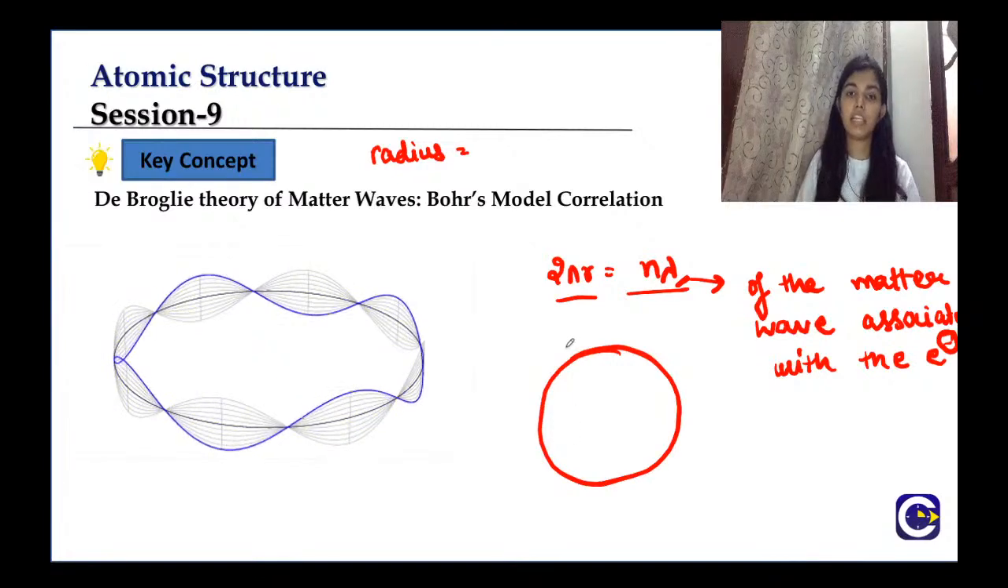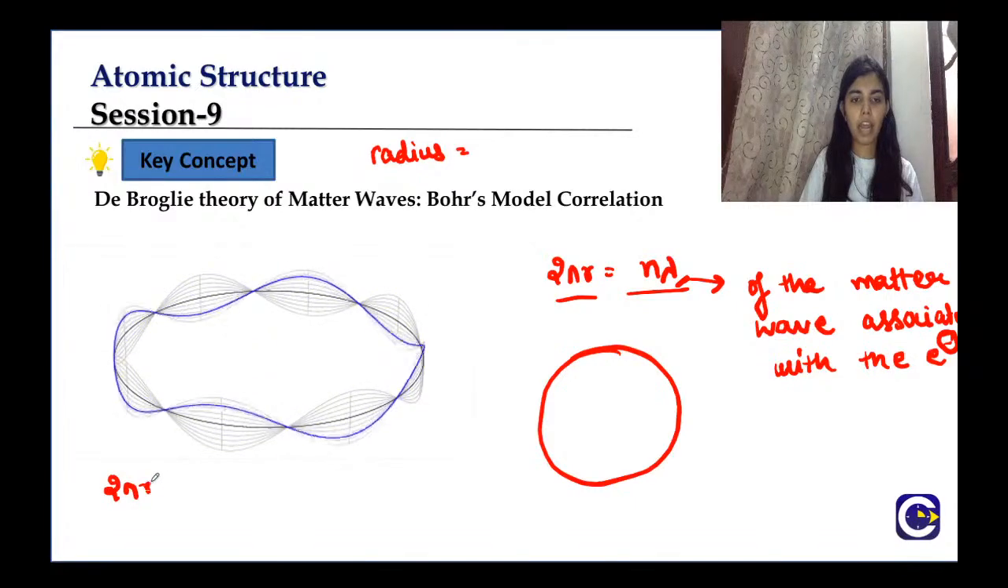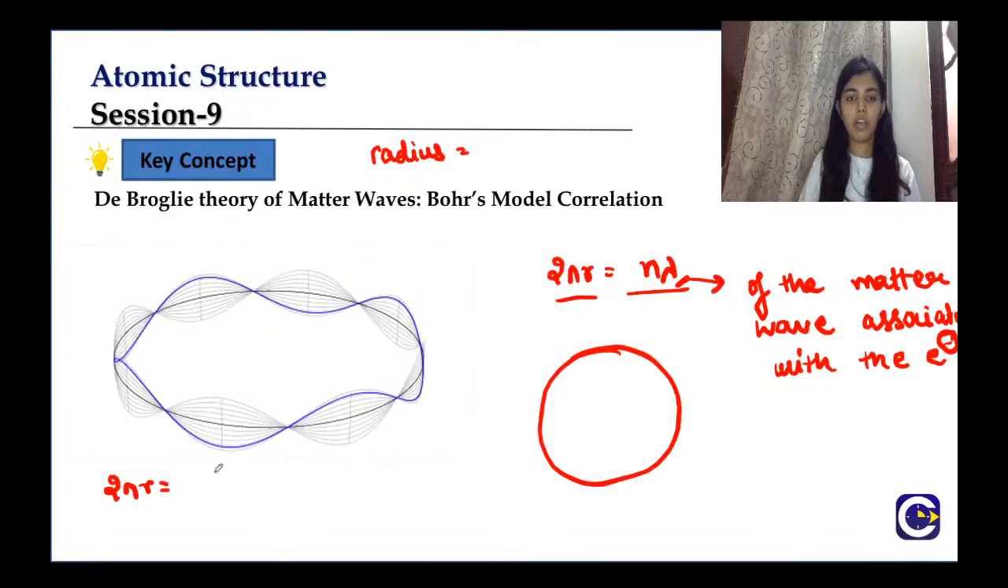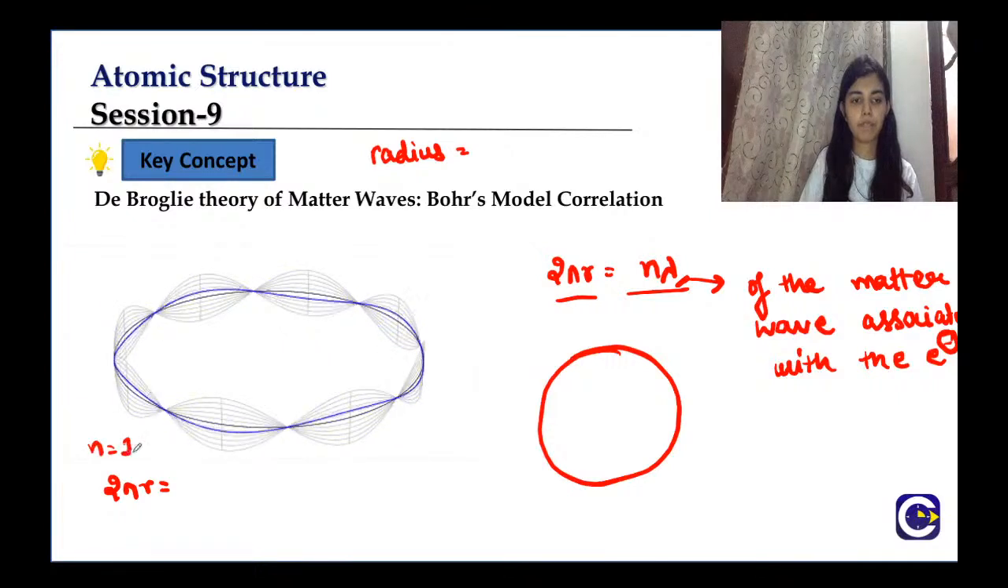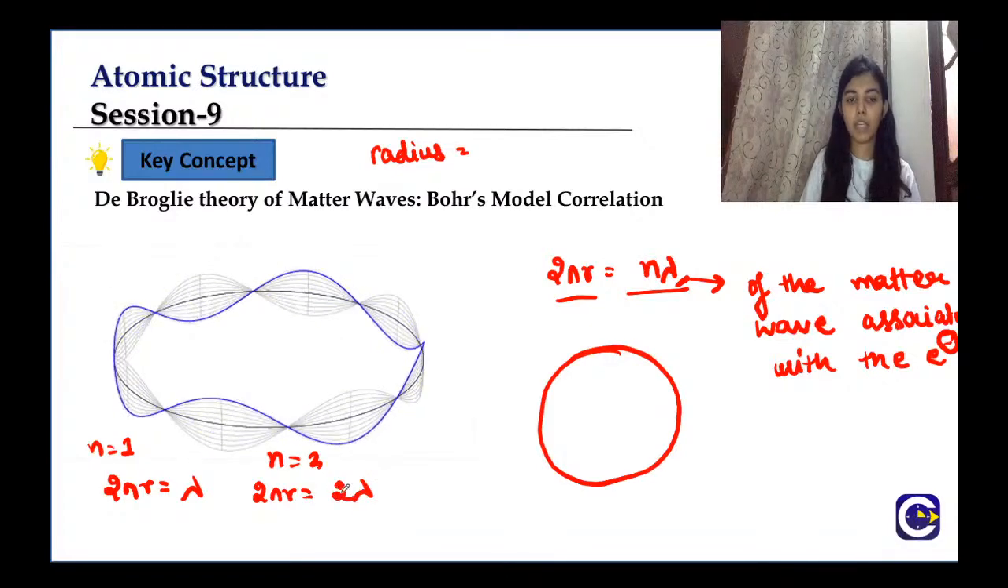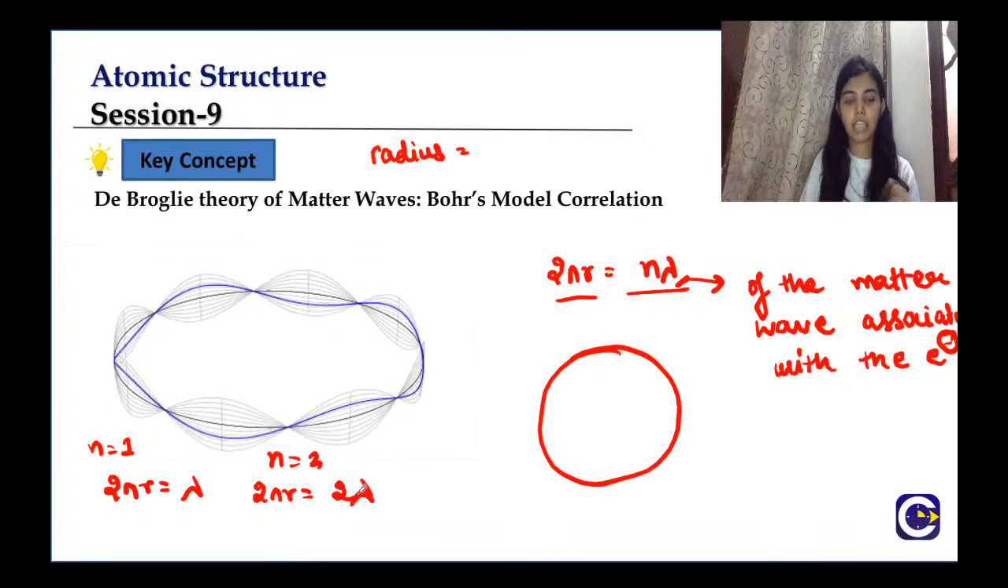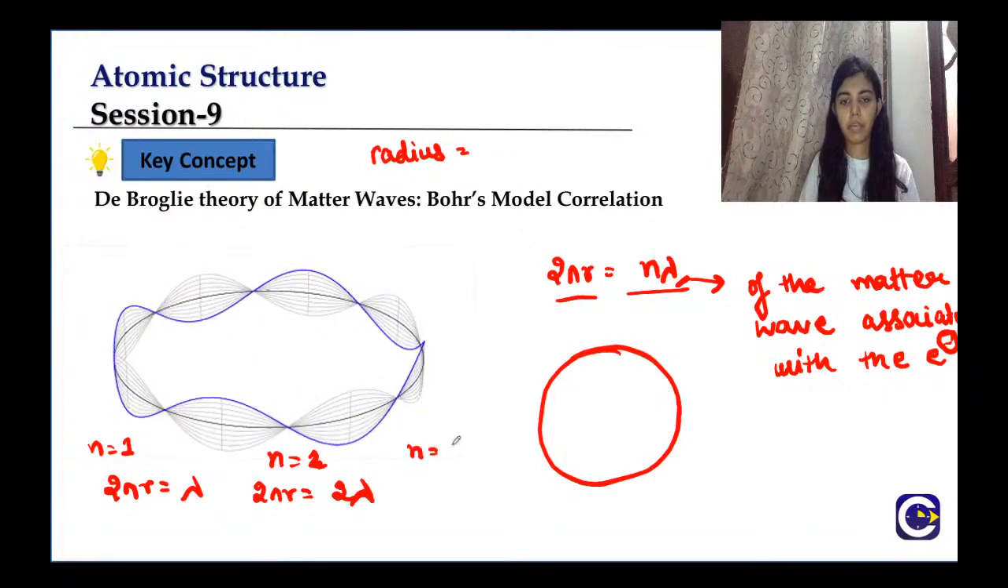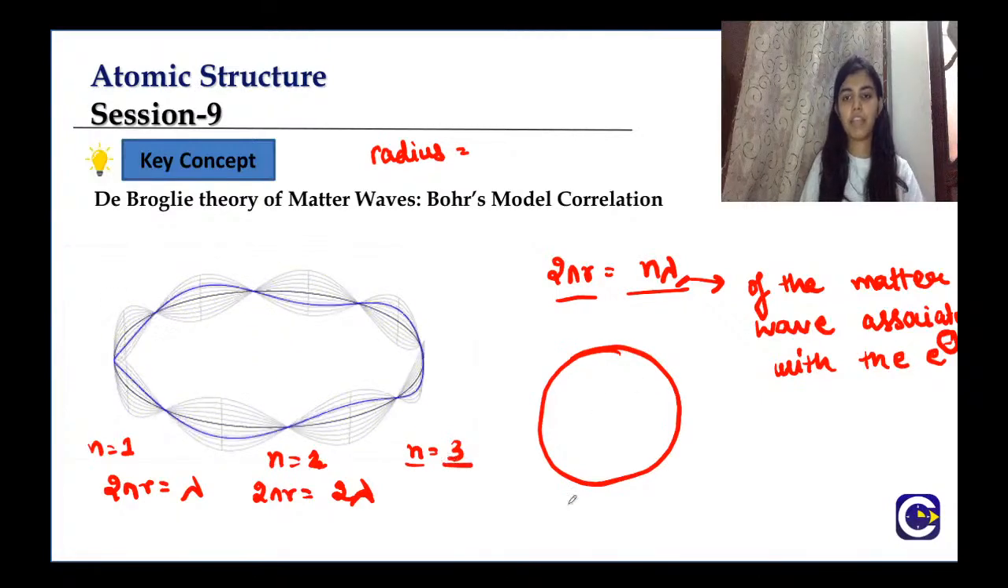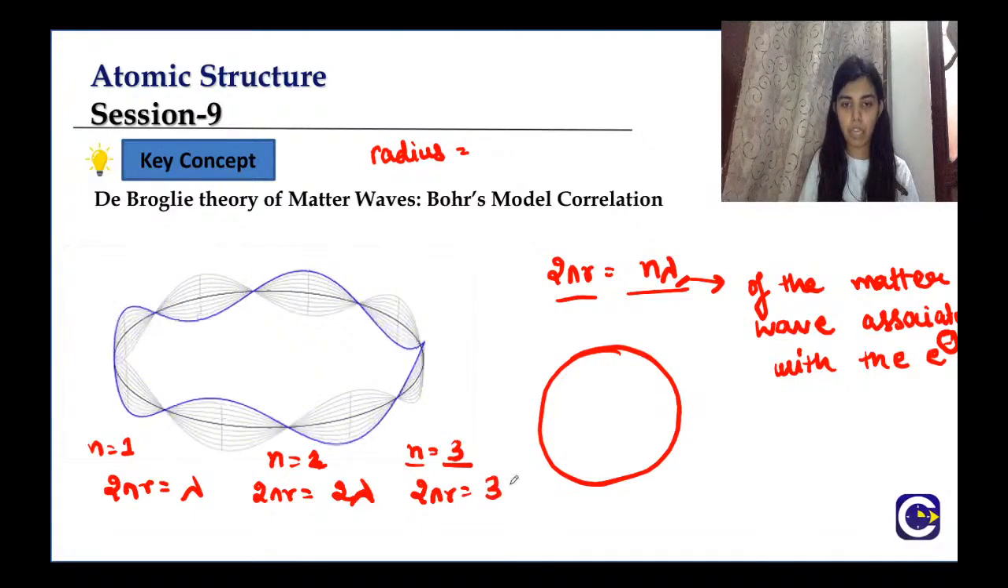Now one thing is very interesting here. For example, for orbit number 1, n equals 1, so 2 pi r equals lambda. For orbit number 2, this will be 2 pi r equals 2 lambda. I am not cancelling 2 and 2. We will explain something out of this. First, let me make the observations and then we will come to the conclusion. So this will be 2 pi r equals 3 lambda.